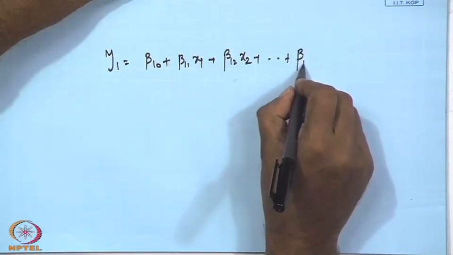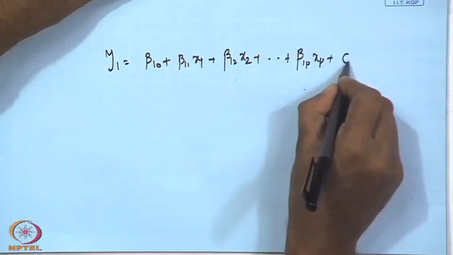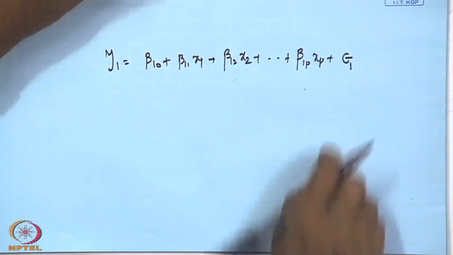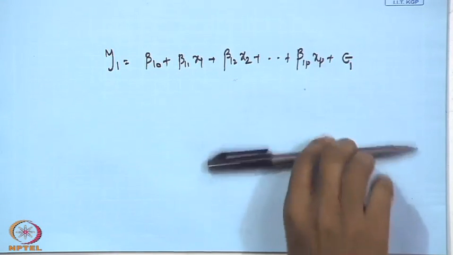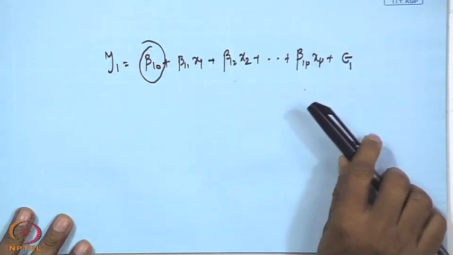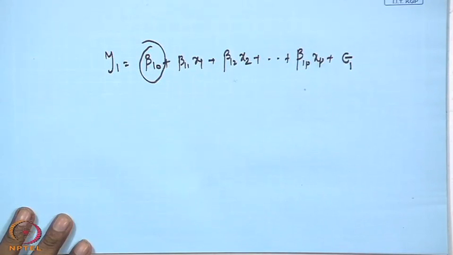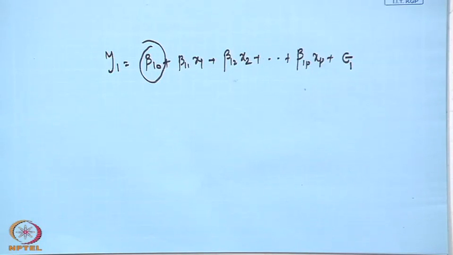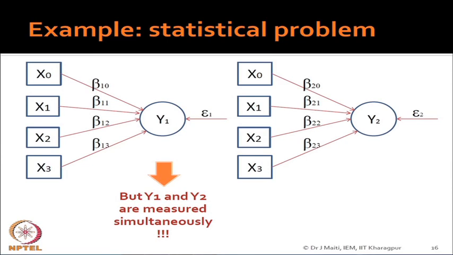Like beta 1 p x p plus epsilon 1. So, what is this? Now, what I am saying further is that y 1 and y 2 you are measuring simultaneously. Do you want to keep the structure intact while estimating, while modeling? What is the structure here? Both things you are measuring simultaneously.